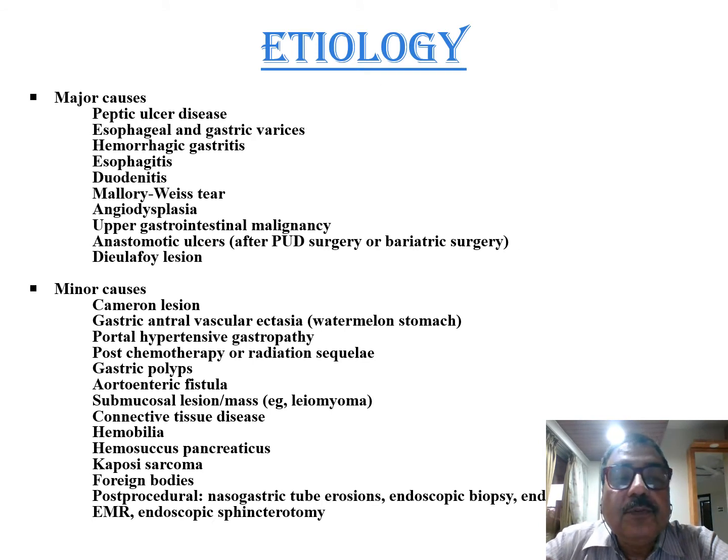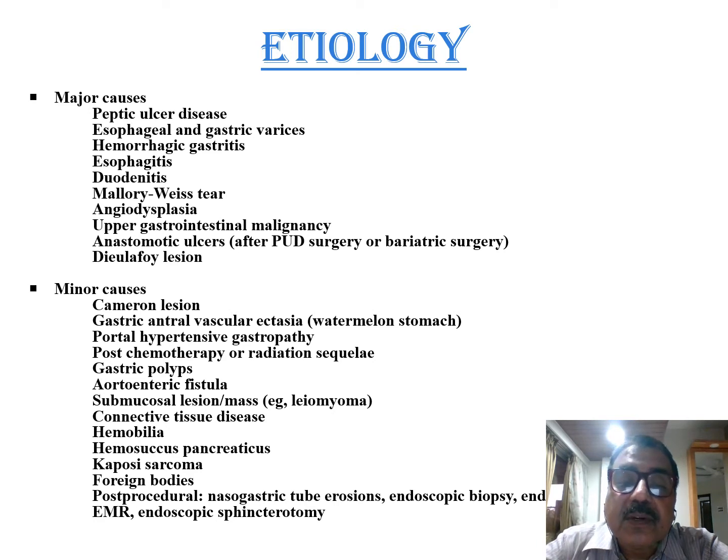In etiology, the major causes, again from an Indian book published in the Indian Journal of Gastroenterology, which is a respected journal, are peptic ulcer disease, esophageal and variceal bleeds, hemorrhagic gastritis, esophagitis, duodenitis, and Mallory-Weiss tears. These fanciful names are there, but don't say Mallory-Weiss first because it is far less common. Angiodysplasia is found in 5 to 10% of cases, and upper GI malignancy is far less common, as I have shown in my previous slide.